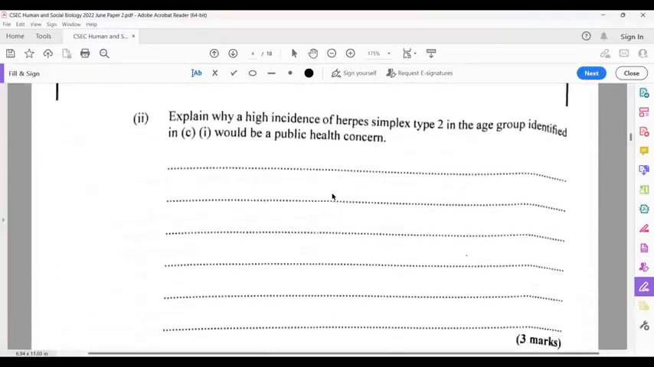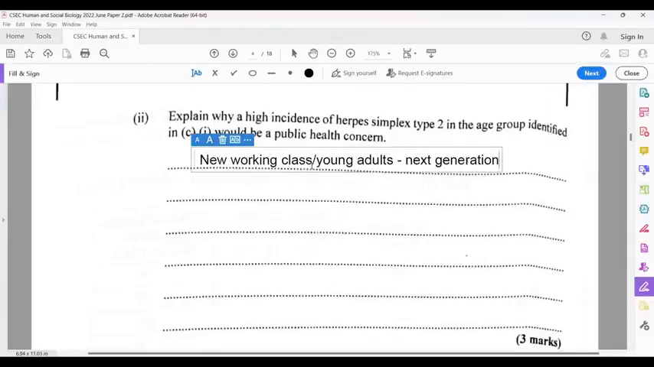Explain why a high incidence of herpes simplex type 2 in the age group identified in C1 would be a public health concern. 18 to 25 is a really important class. It is the class of individuals, or young adults, as they properly are, that will be coming in as the working class, the next generation, the generation to take over, where we think of succession planning. This is the age group that you would be interested in.